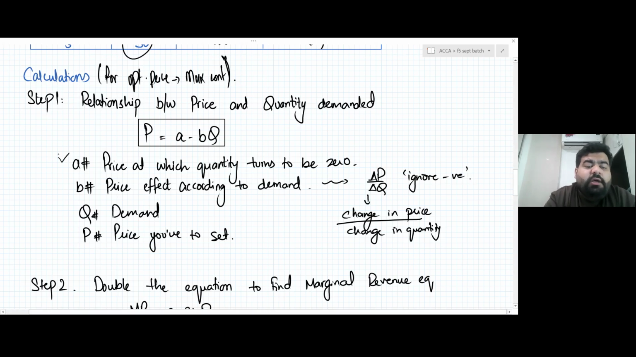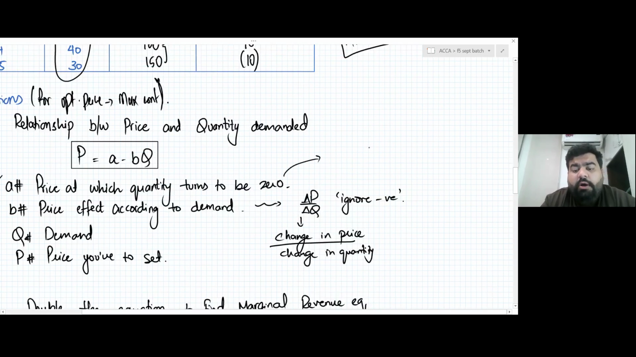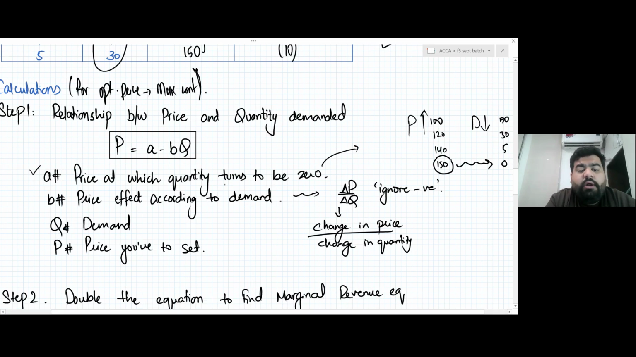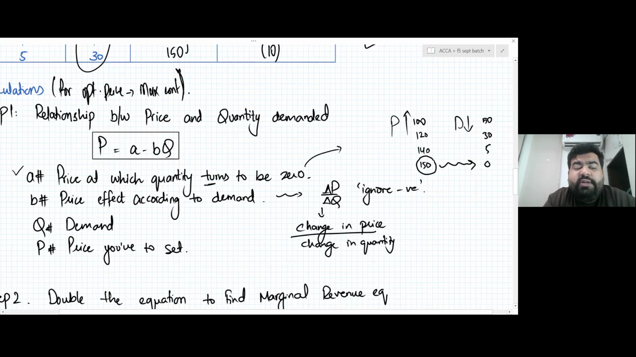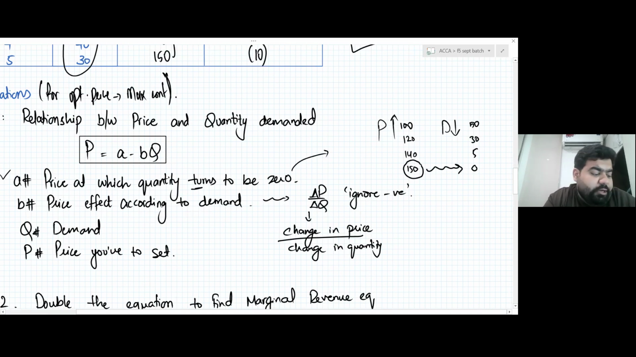A means the price at which the quantity turns to be zero. Let us understand what A is. We know that when the price is increased, according to the demand based approach, the demand decreases. For example, you are selling at $100 and your demand is 50. When you increase the price to 120, maybe your demand gets to 30. Maybe you are selling at 140, now your demand gets to only 5 customers. When you go to 150, you come to know that now your demand is 0. So this is A, the price at which your quantity or demand turns to be 0.